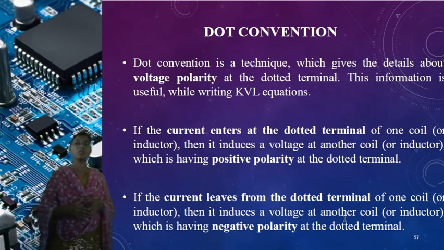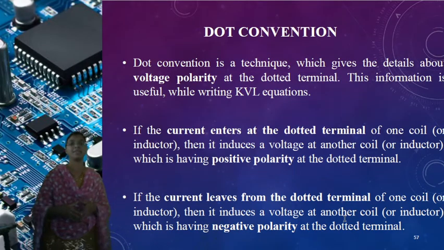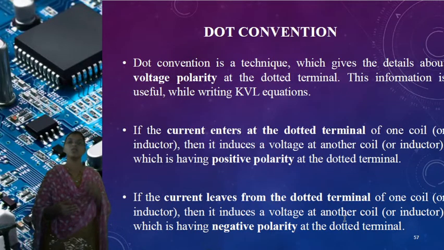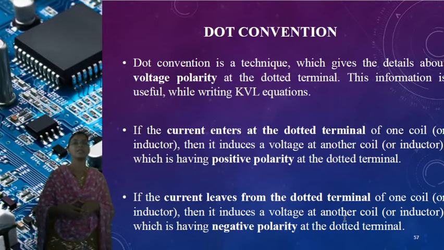Before going into what is meant by self-inductance and mutual inductance, first, in order to calculate the self-inductance and mutual inductance, depending upon the current direction that enters that particular coil or leaves that particular coil, we are going to take those values as either additive or subtractive. That entire theory we are going to learn in this particular topic, which is the dot convention.